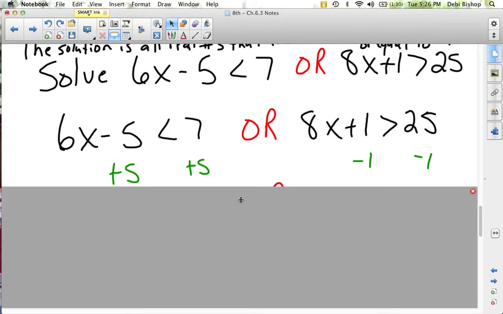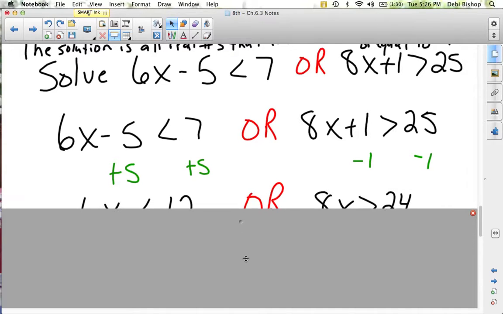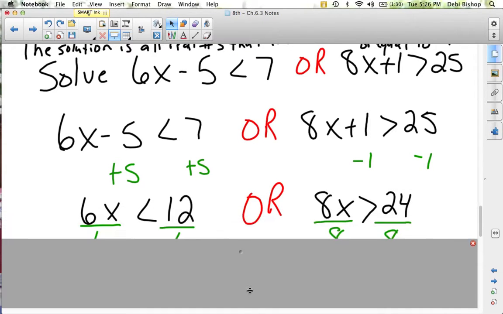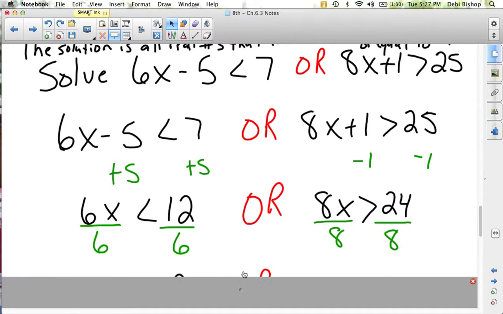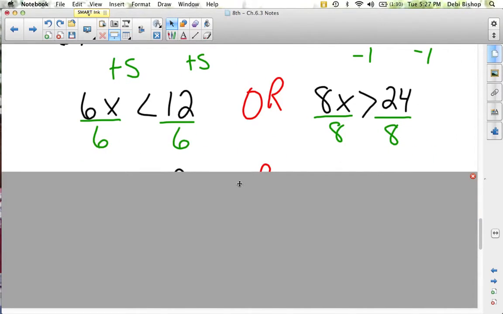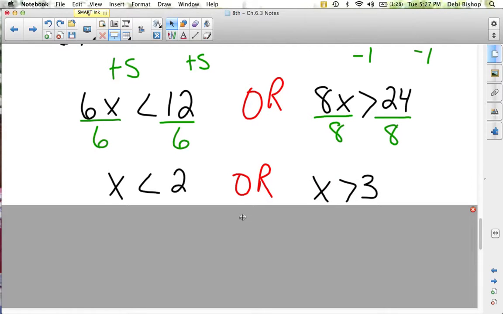So for my first equation, I'm left with 6x < 12, or 8x > 24. Isolating x, on my first equation, I divide by 6. What I do to one side, I do to the other side. Second equation, I divide by 8. And again, what I do to one side, I do to the other side. So now I am left with x < 2, or x > 3.